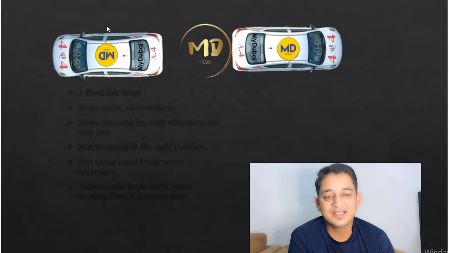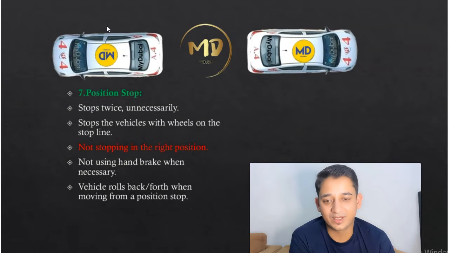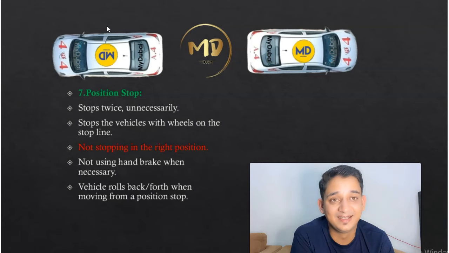The next one is position stopping. If you stop unnecessarily twice, that's counted as a mistake. Stop the vehicle with the wheels on the stop line. So you need to make sure you stop before the stop line. Not stopping in the right position, not using the handbrake when necessary. So you need to make sure you use a handbrake when you are stopping the car at a signal. Vehicle rolls back or forth when moving from the position stop.